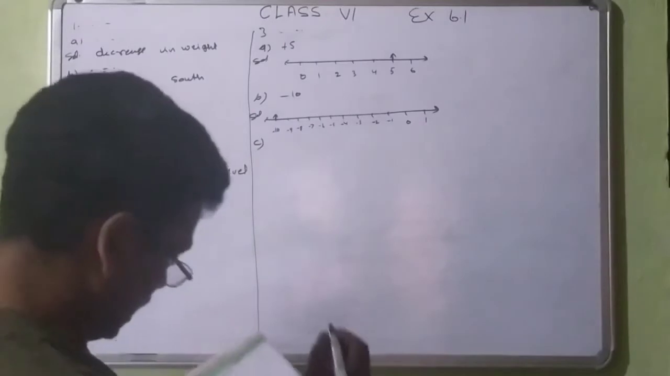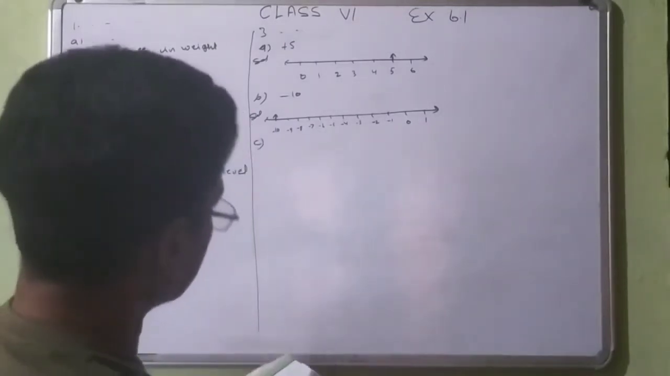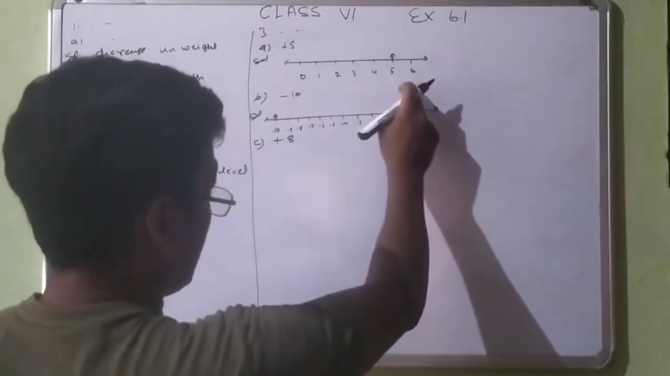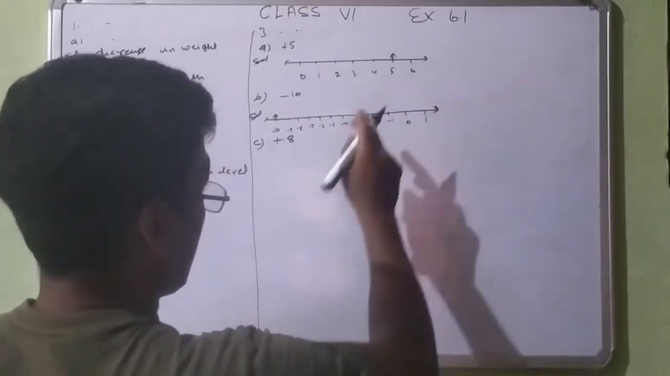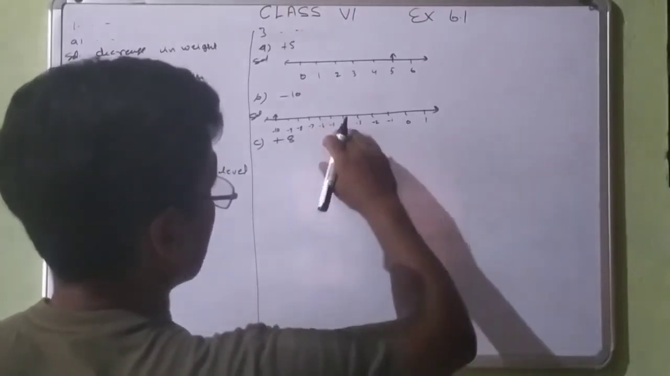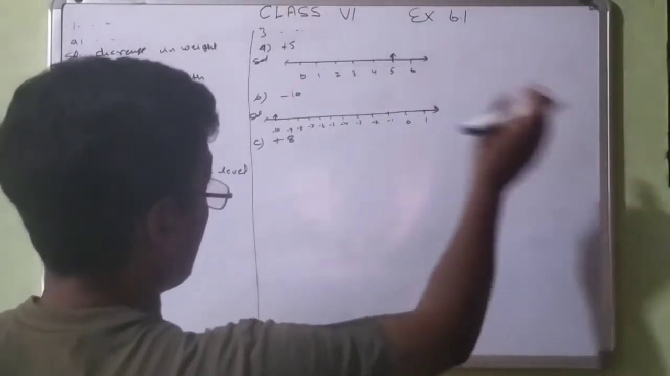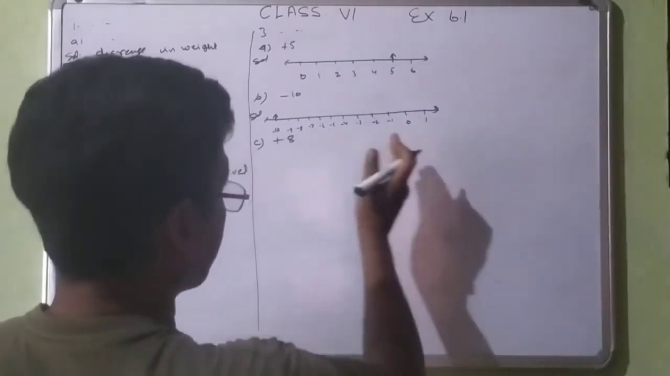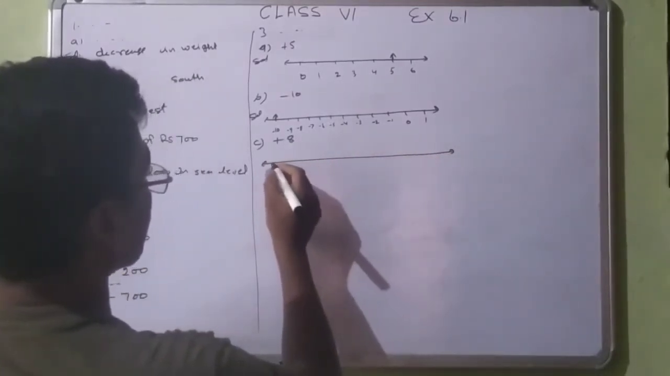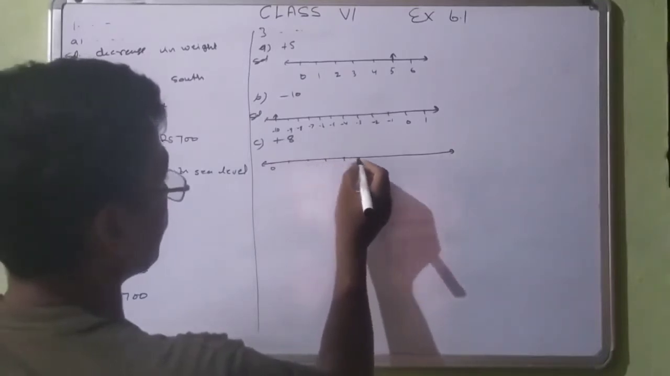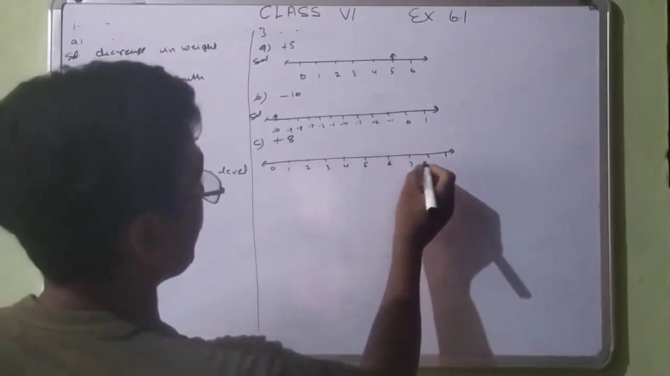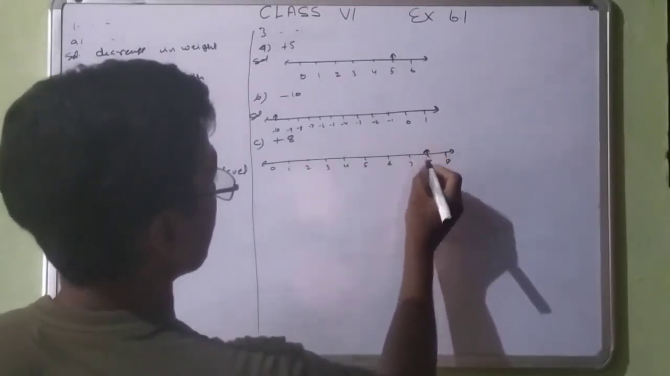C question is plus 8. See, after the 0, the numbers are plus, and before the 0, they are minus. We can also say it like this: right of 0 the numbers are plus, left of 0 they are minus. So 0, 1, 2, 3, 4, 5, 6, 7, 8. Our answer is this one.